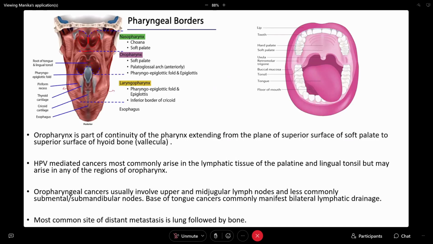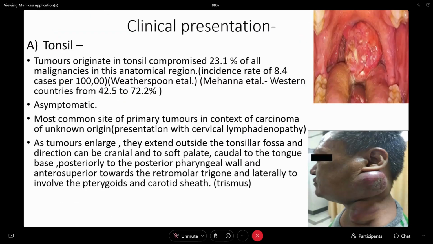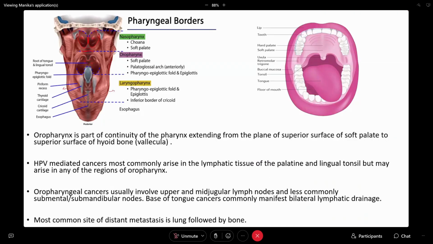Then coming to the anatomy of the oropharynx, it is a part of the continuity of the pharynx, extending from the plane of the superior surface of the soft palate till the superior surface of the hyoid bone. Then coming to HPV mediated cancers, which usually arise in the lymphatic tissue of the palatine and lingual tonsil, but may arise in any region of the oropharynx.